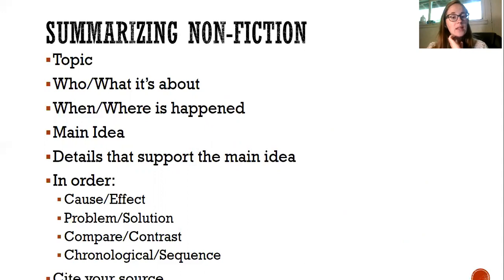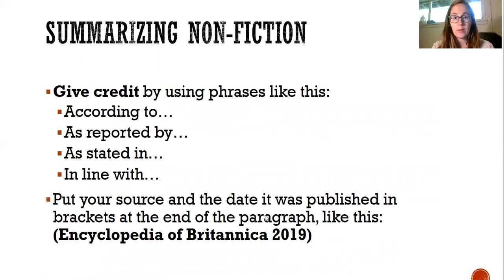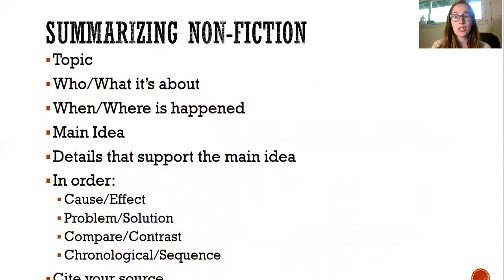And then depending on the type of writing, we'll have it in order. If it's a cause and effect, we'll have the cause first and then the effect. If it's about a problem and a solution, we'll present the problem first and then the solution. If it's comparing and contrasting something, we'll start with the similarities and then tell the differences. If it's telling an event that happened, then we'll tell it in chronological order. We'll tell it in the order that it happened. And again, importantly, we'll have to cite our source. That means tell where we got the information from.